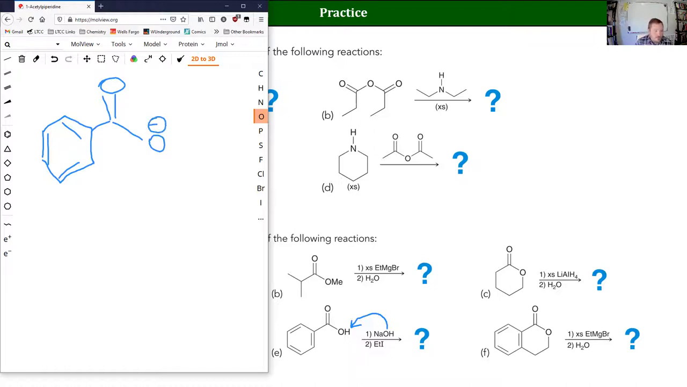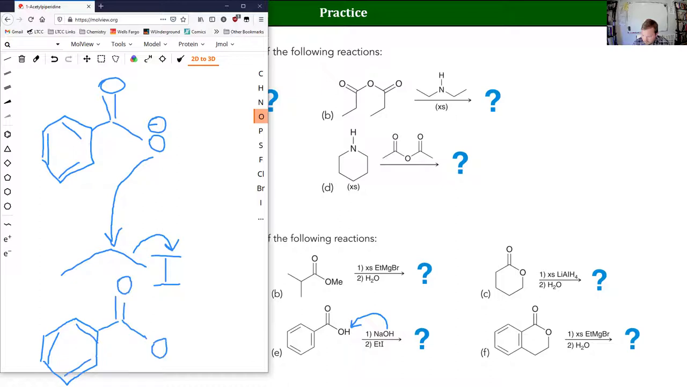And that's now got a negative charge. So that's a nucleophile that can attack if we have ethyl iodide. We can do a quick SN2 substitution, and we're going to wind up bumping that iodide off and replacing it with our nucleophile and making an ester. So our final product here would be ethyl benzoate.